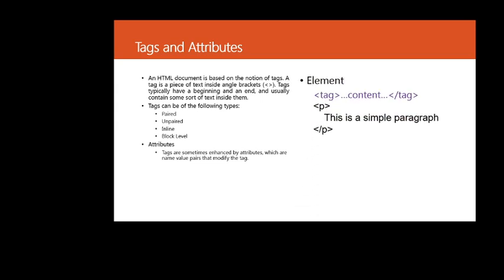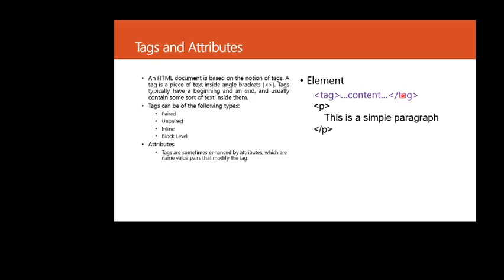Let's see an example of an element. We have a tag. There can be any type of tag. So this is a tag. It can have any name inside it. It will have certain content. Now this content is the one which we want to display, and this is the closing tag.